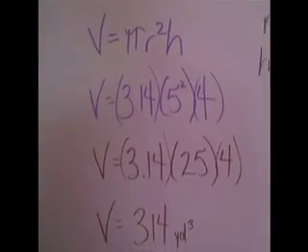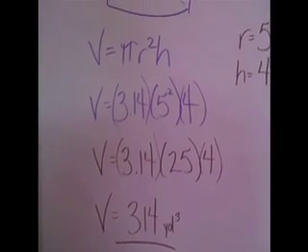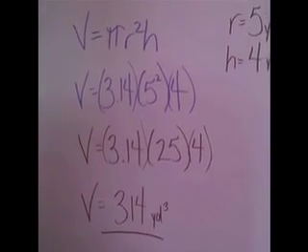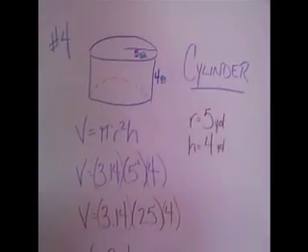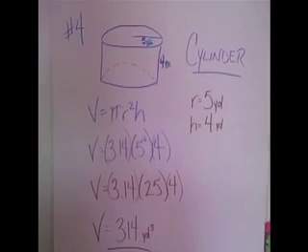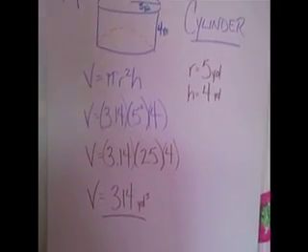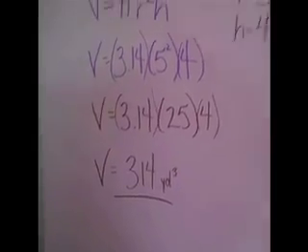Pi 3.14. The radius, as you see it's labeled over there, is 5. So we have 5 squared times the height, which is 4. As you see, we broke it down below. 3.14 times 25, which is 5 times 5, 5 squared, times 4. Multiply all 3 of those. Your volume for this cylinder is 314 yards cubed.